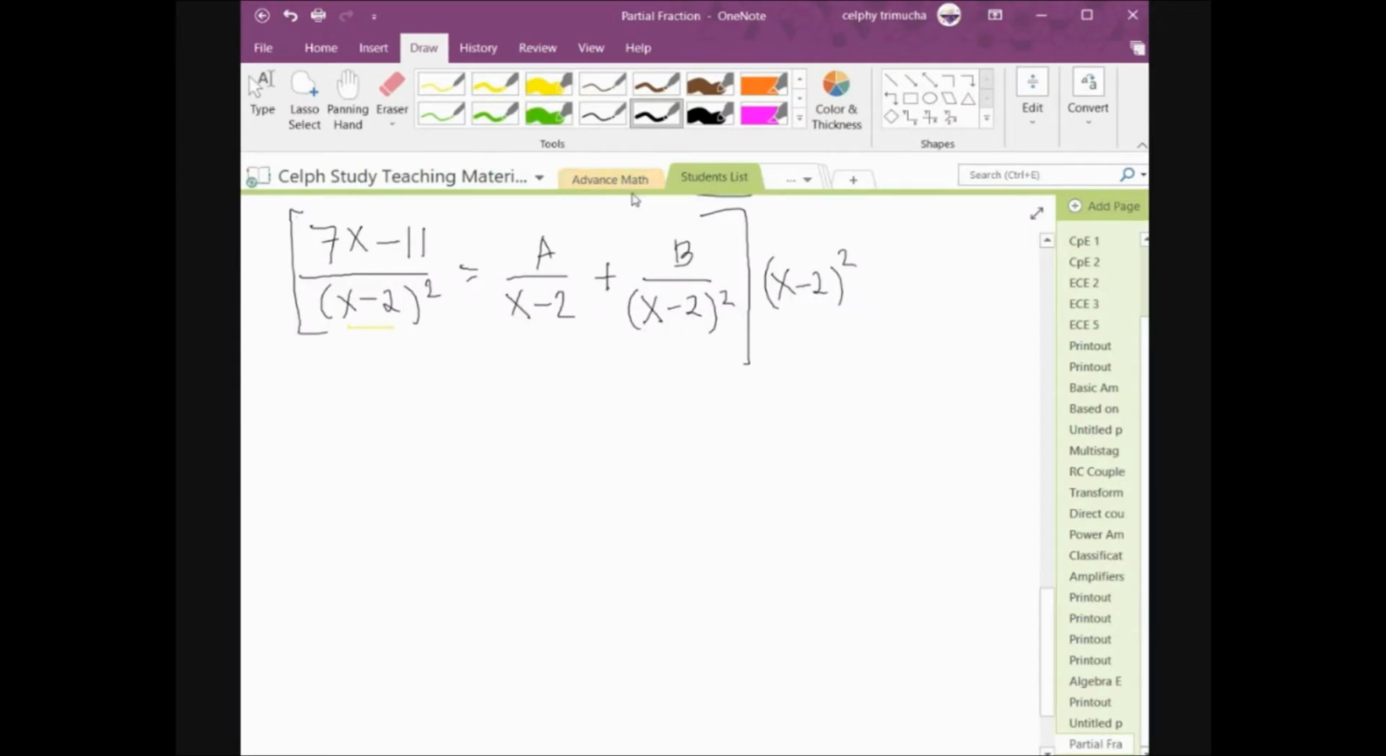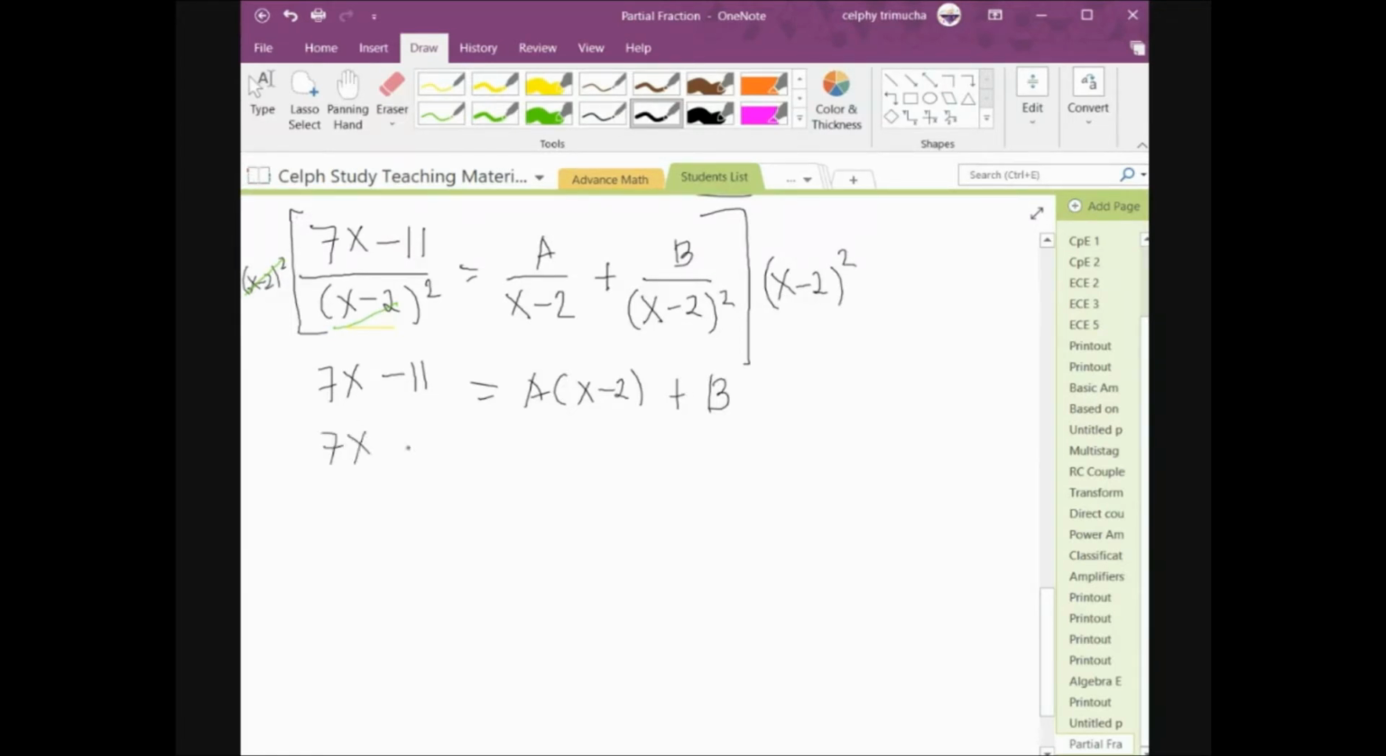Since we have x minus 2 squared, it gets eliminated. So what remains on the left side of the equation is 7x minus 11 is equal to. On the right side, we can cancel one x minus 2, so what remains is a times x minus 2. Plus, x minus 2 squared cancels, so what remains is just b. Then we perform the operation using the algebra we have learned.